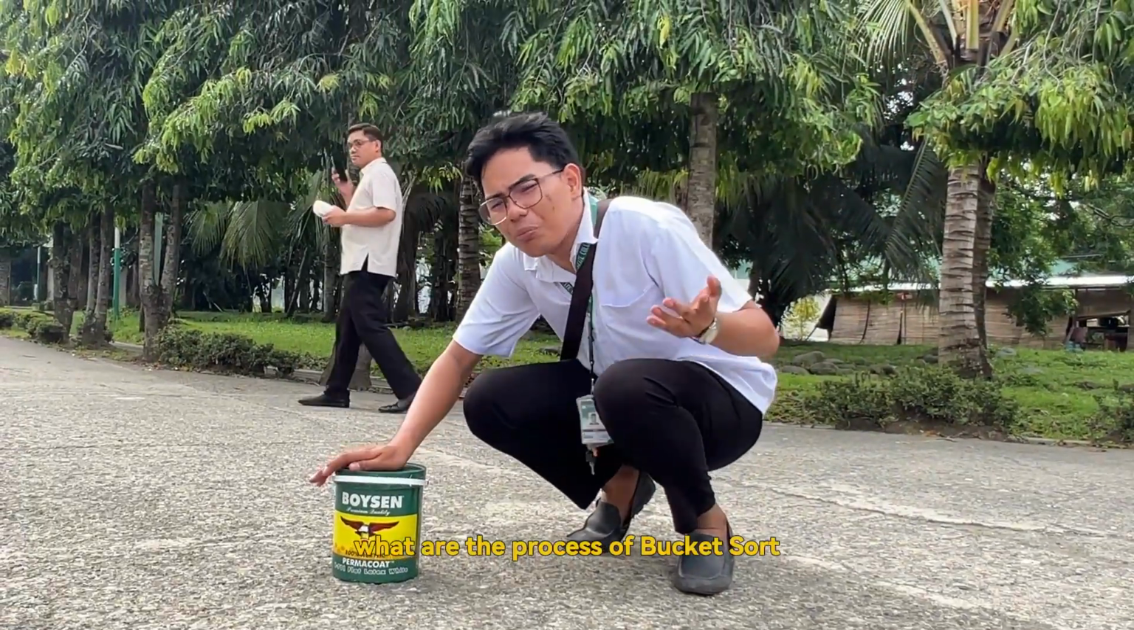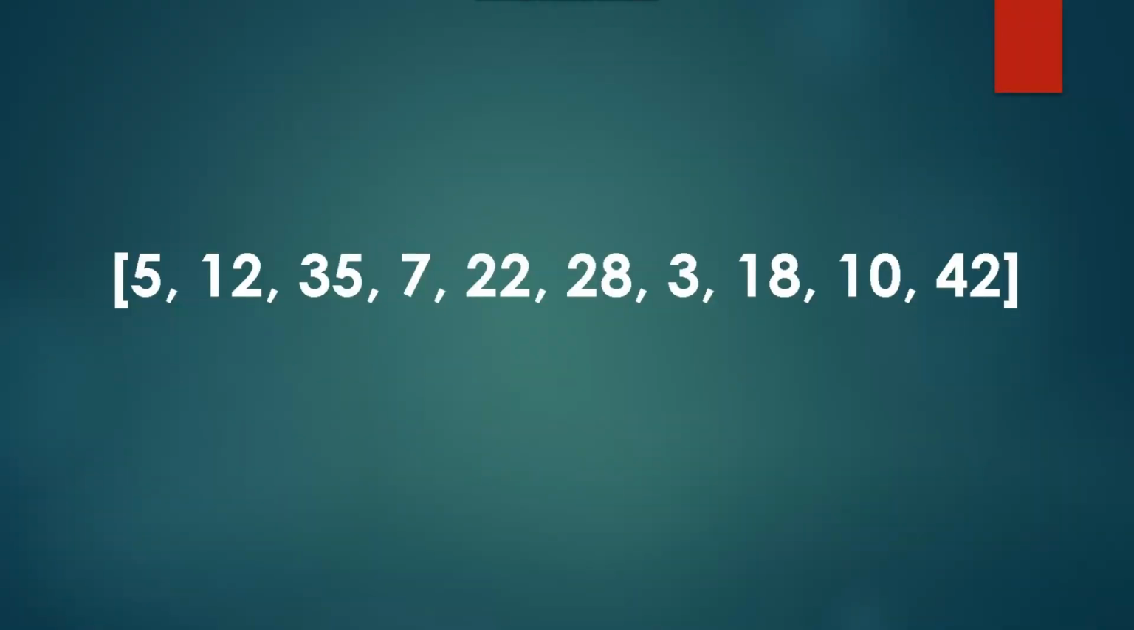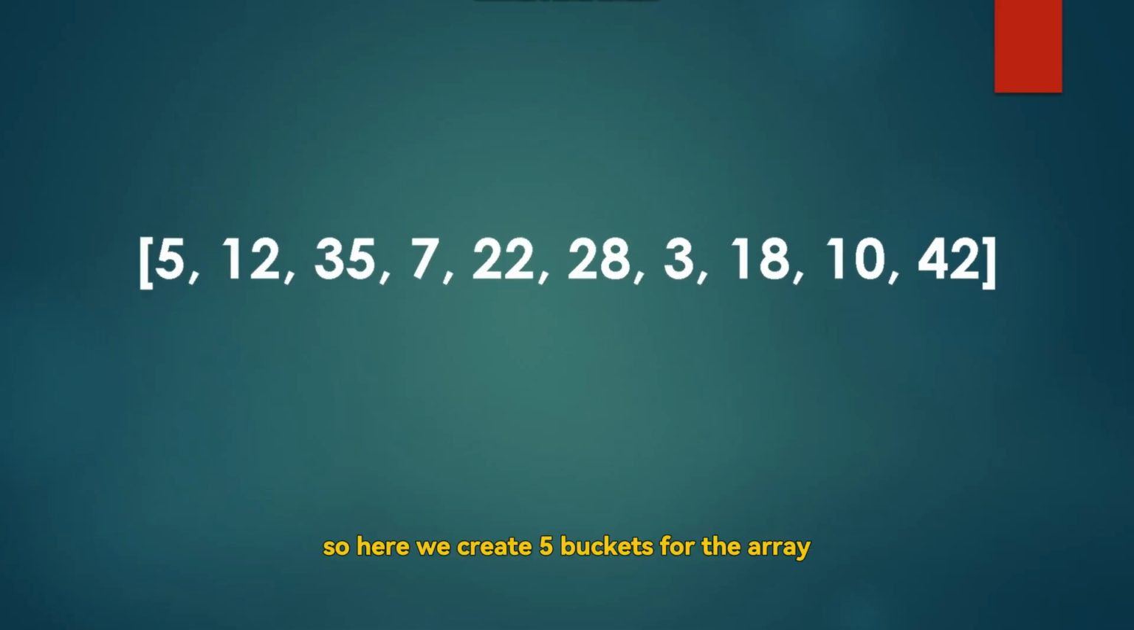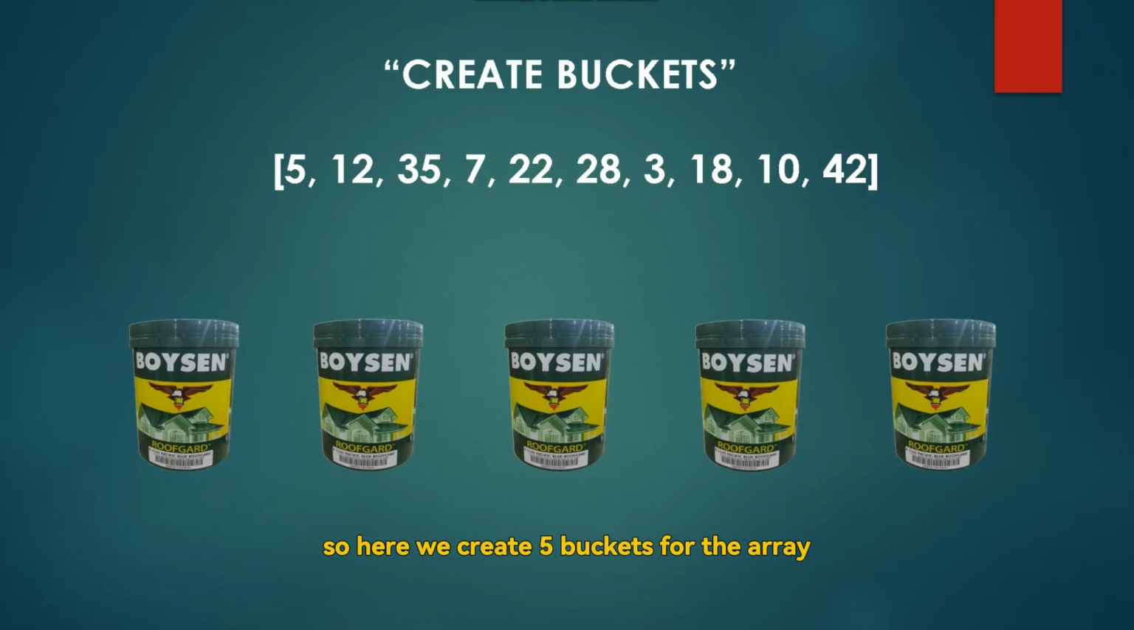What is the process of bucket sort? The bucket sort algorithm operates by first determining the range of the input data and then creating a fixed number of empty buckets. So in this example, we have an array. In order for us to sort this array using the bucket sort algorithm, we first create buckets. So here we create 5 buckets for the array.